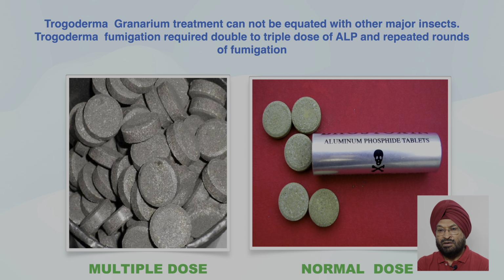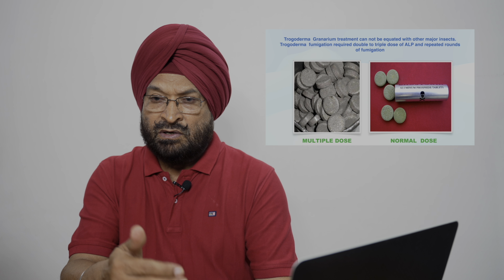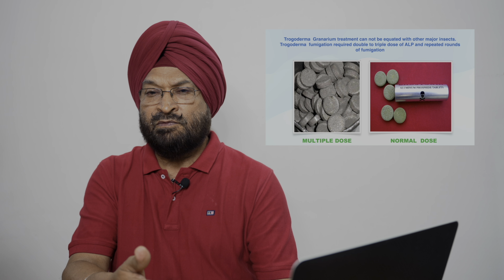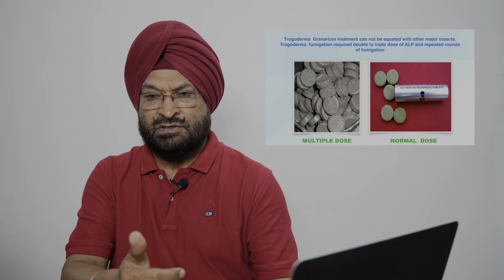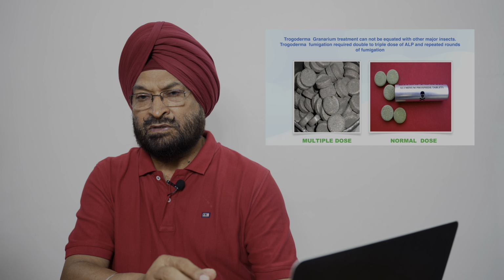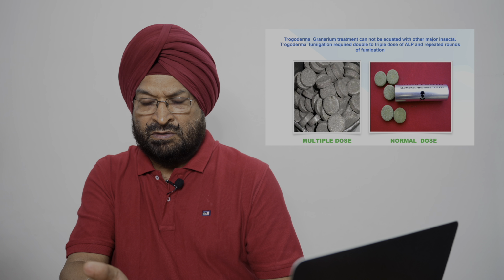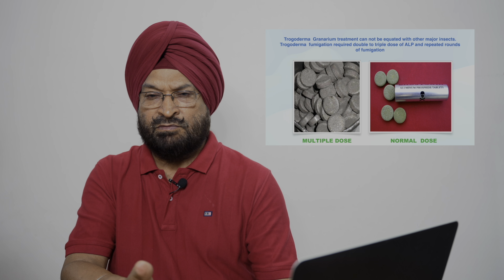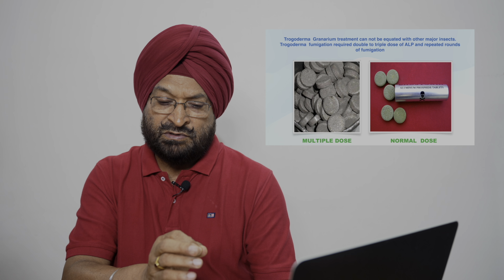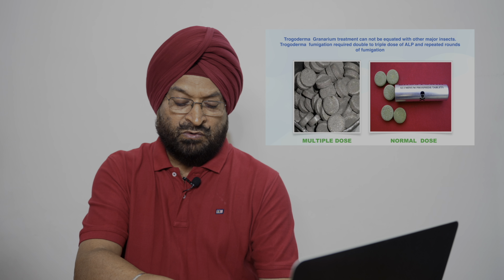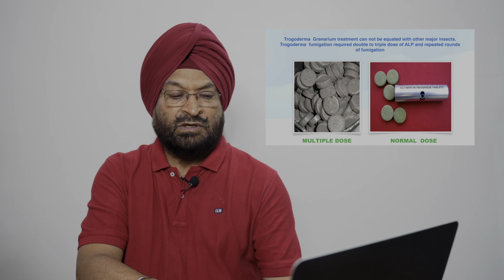Now in the second slide, you see that for Trogoderma you will sometimes have to apply 3 times the dose. Normally we go for 9 grams per metric ton, but here you will have 3 times the dose. Further, you may have to provide repeated fumigation till 100% kill of the Trogoderma is achieved. But in the case of minor insects, the normal dose of 3 tablets per metric ton can be applied. So it is very important to identify the insect and go for the fumigation accordingly.